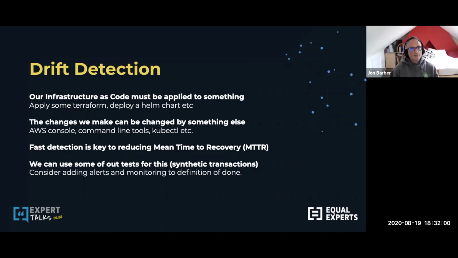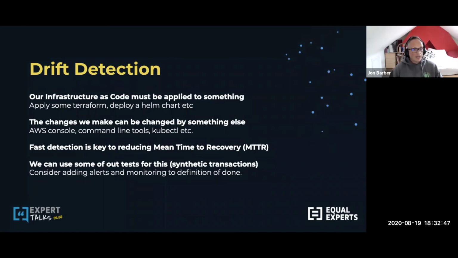If it takes days to find out that somebody went into the Amazon console and changed an S3 setting to make everything public, then we're going to struggle to find out why that happened and try and remedy that. There are multiple approaches to this, but we can use some of our tests for precisely this. This is often called synthetic transactions, synthetic monitoring. So we can use some of our tests and run them regularly through our systems to make sure those tests still pass.